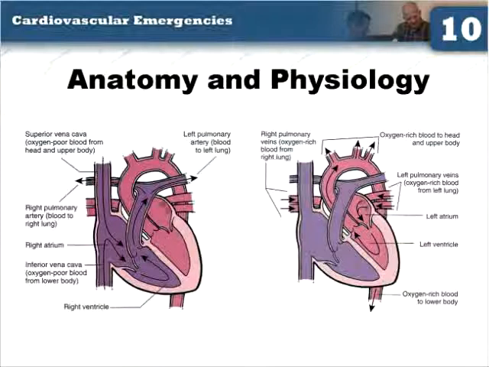Once all that happens, it goes over to your right pulmonary veins, oxygen-rich blood from the right lung, where it comes in. Your aorta carries oxygen-rich blood to the head and upper body. Your left pulmonary veins bring oxygen-rich blood from the left lung. Left ventricle, and oxygen-enriched blood to the lower body. Now, obviously, your heart has four chambers, top to bottom.